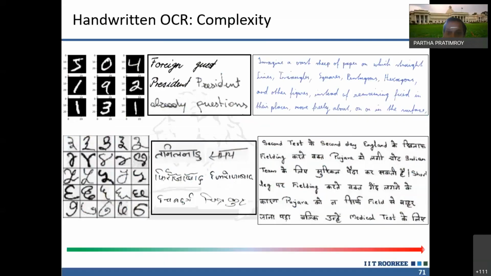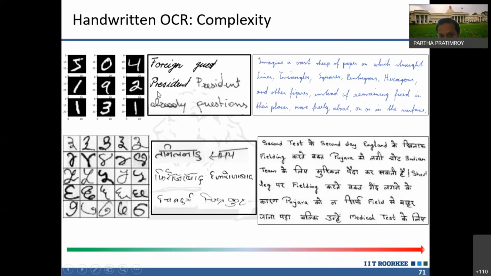So there is complexity in handwritten recognition. I think you are aware of simple character recognition, with the MNIST datasets. But if you consider word recognition, as I was saying, you have the cursive nature of text. For example, foreign, guest, president. All these words are in cursive. If you want to recognize these words, because sometimes after P it could be pen, presidents, or any other word, how will you recognize them?